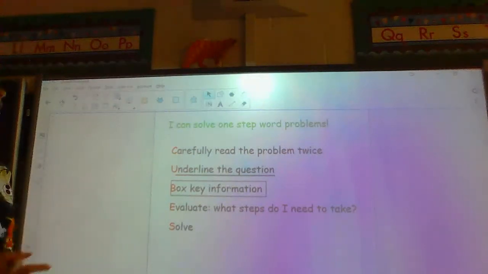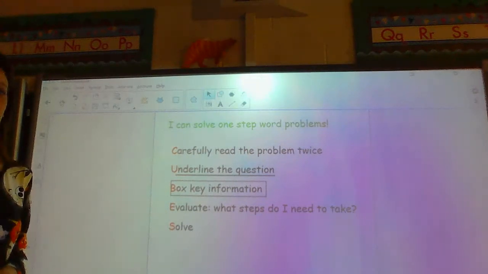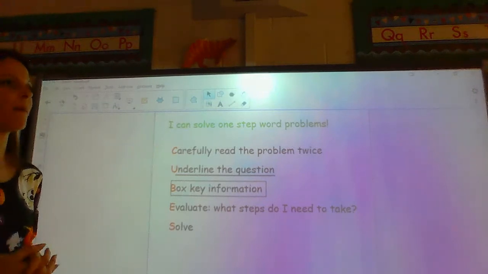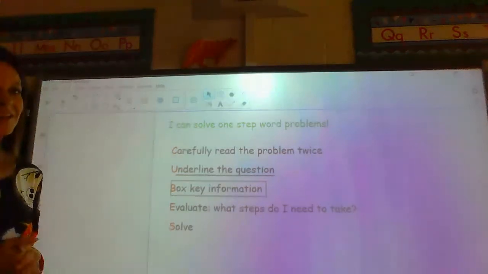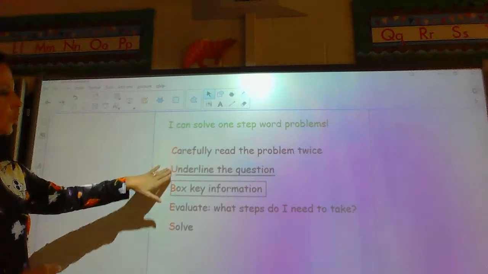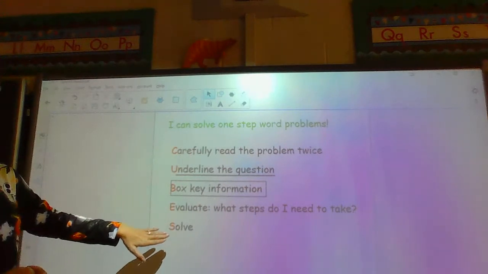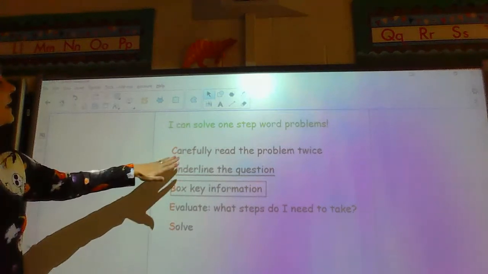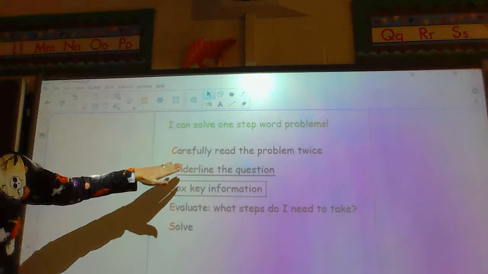I can solve one-step word problems. Can everyone read that with me? I can solve one-step word problems. Well, friends, that's our goal today. And these word problems are going to be with comparing. And we are going to use cubes in order to solve it. You have that on the math offices I sent home for you. And I've mentioned it on Dojo quite a few times.